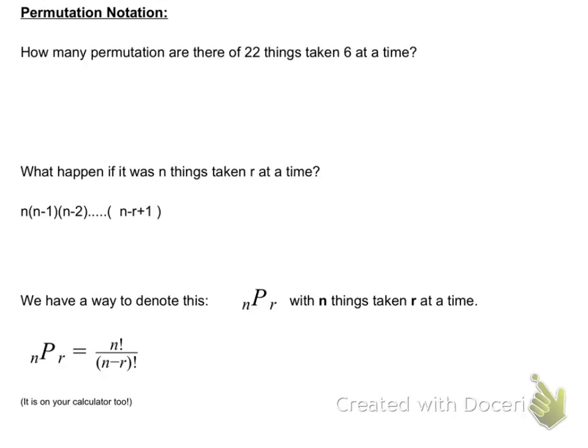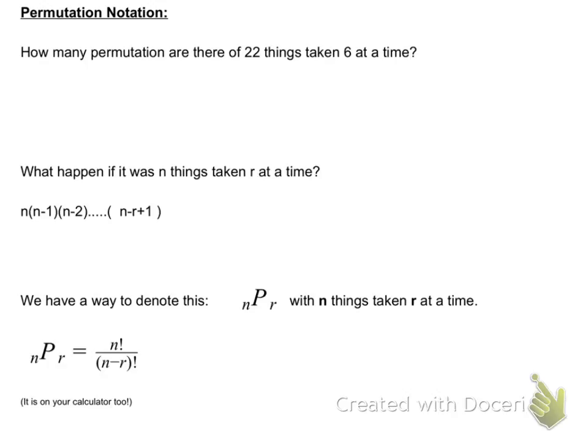So how many kids do we have? Okay, so this is what we need to do. So I'm going to ask you a question. We could change this a little bit and say instead of 22 things in something, there's 22 people, okay? But it says how many permutations are there of 22 things taken 6 at a time? Which means I only am allowed to take 6 of the 22.